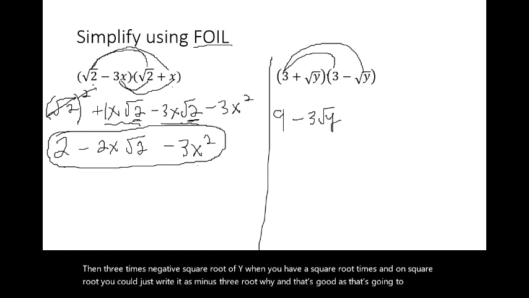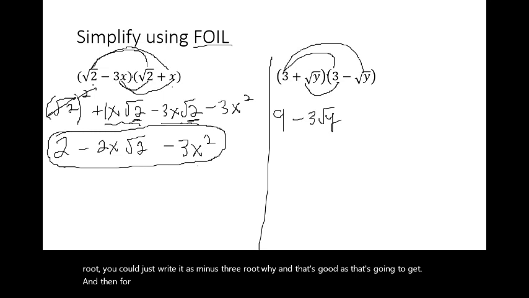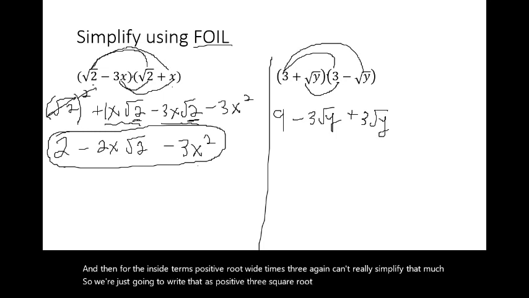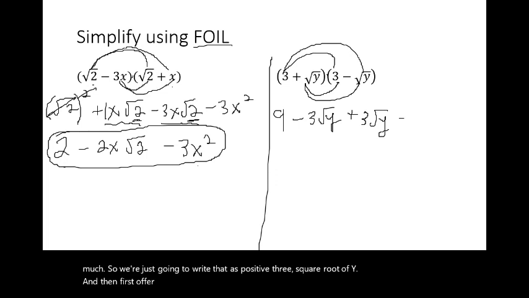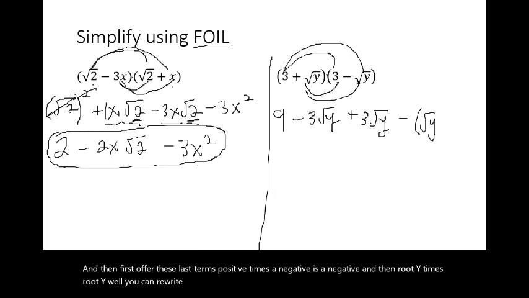And then for the inside terms, positive root y times 3. Again, you can't really simplify that much, so we're just going to write that as positive 3 square root of y. And then first off, for these last terms, positive times a negative is a negative. And then root y times root y, well, you can rewrite anything times itself as a squared. So I'm going to write that as the square root of y, parentheses squared.